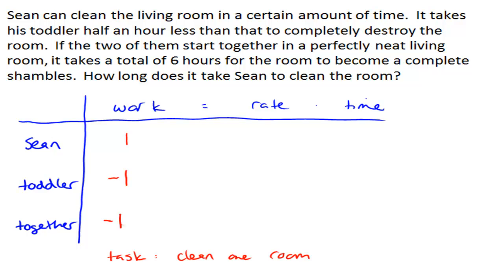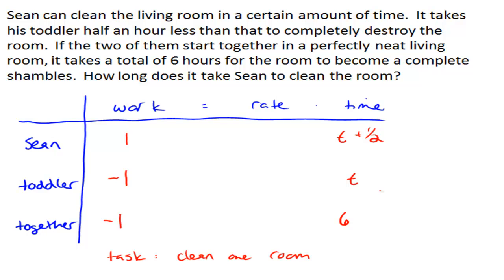Now for the time, I can either say that Sean's time is t or the toddler's time is t. I don't know either of them at this point. The nice thing about letting the toddler have time t is that Sean's time is then t plus a half, and I don't have an extra negative sign to worry about, and this is a good strategy if you tend to drop negative signs. And of course together it takes 6 hours. Of course, keeping a toddler on task for 6 hours is not particularly realistic, but I was trying to make the numbers work out nicely.